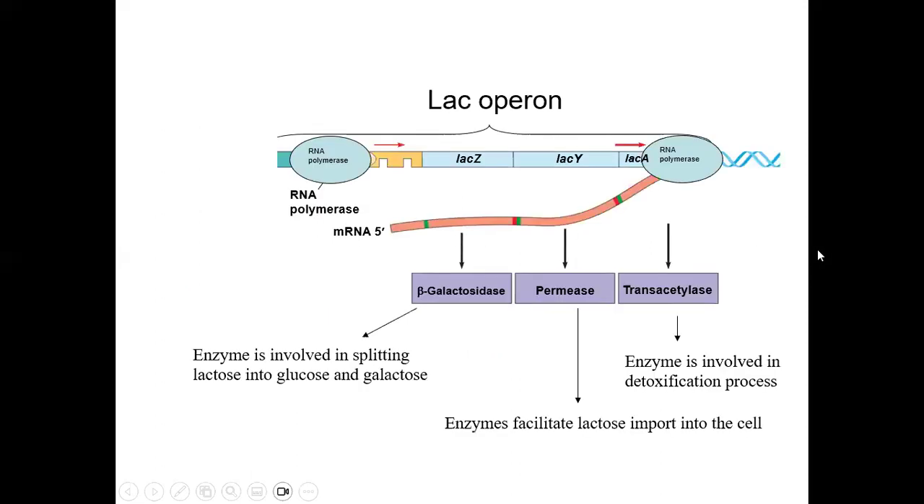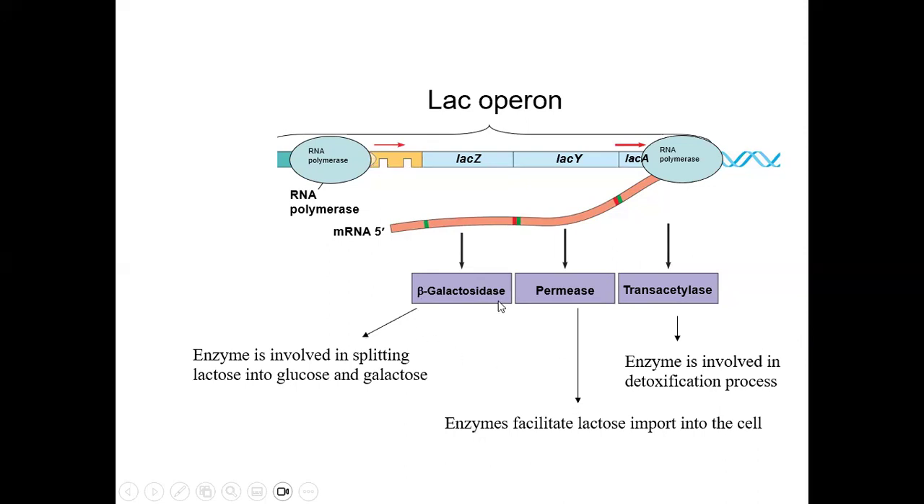Coming to the structure of the lactose operon, we have the promoter elements where RNA polymerase will bind, followed by the operator sequence, which is bound by regulatory proteins known as repressors. And we have the three structural genes Z, Y, and A, which encode the enzymes beta-galactosidase, beta-galactoside permease, and beta-galactoside transacetylase, respectively.